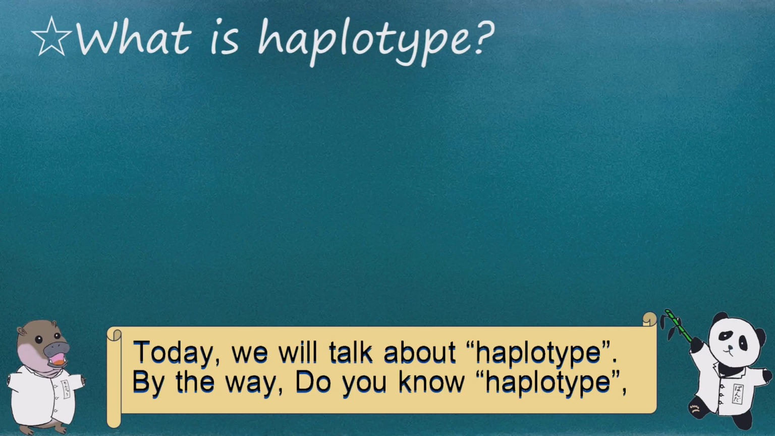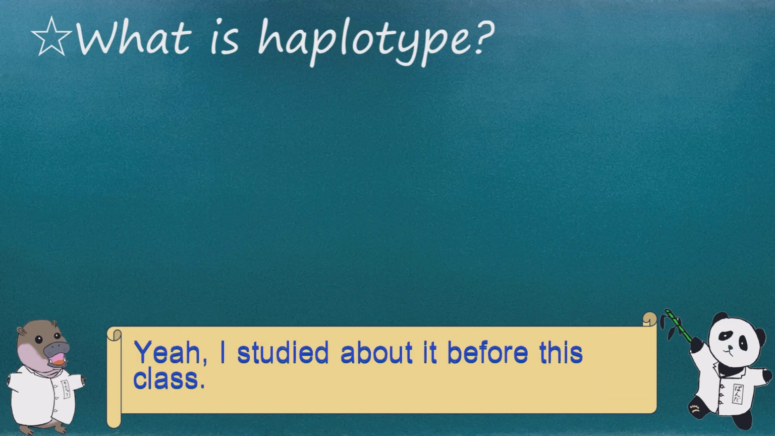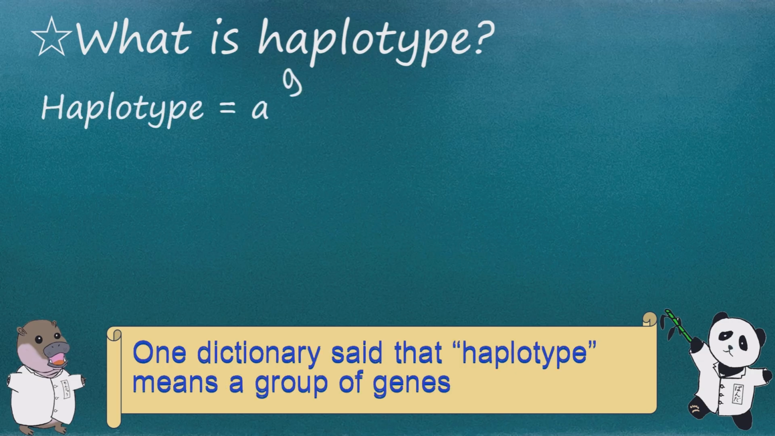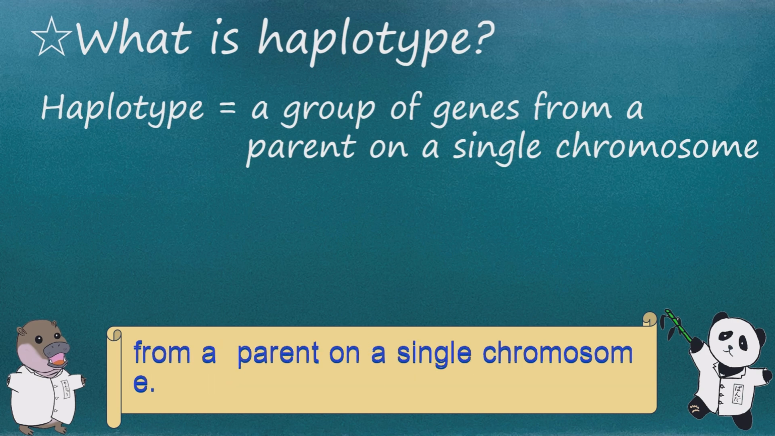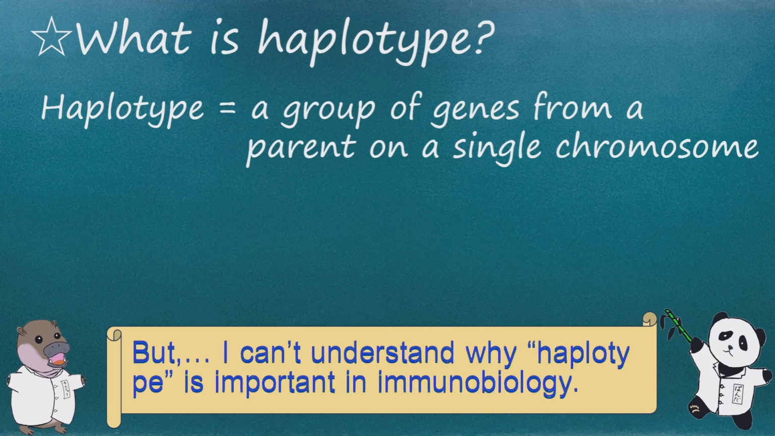Today, we will talk about haplotype. By the way, do you know haplotype, Mr. Chinju? Yeah, I studied about it before this class. One dictionary said that haplotype means a group of genes from a parent on a single chromosome. But I can't understand why haplotype is important in immunobiology.